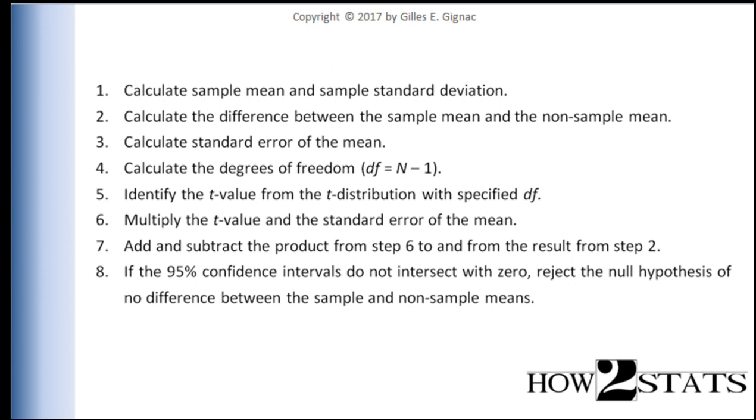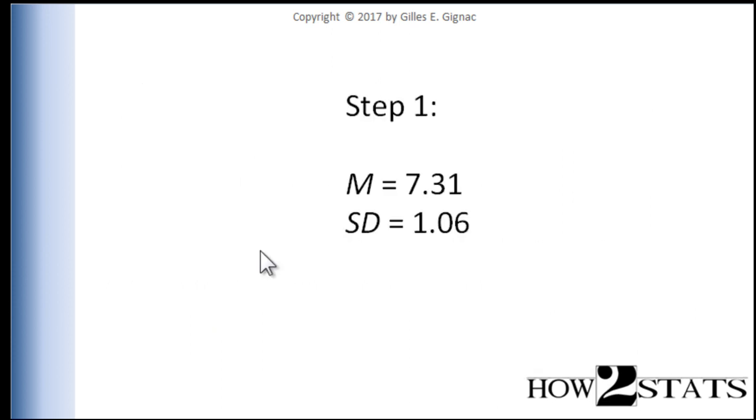So step 1, I'm not going to repeat how to calculate a mean and a standard deviation here. I'm going to assume you know how to do that. The mean was 7.31 and the standard deviation was 1.06. Now this was hours of sleep based on a sample of 10 people. So 10 people provided estimates of how long they sleep at night or within a 24-hour period, and the mean came out at 7.31 and the standard deviation was 1.06.